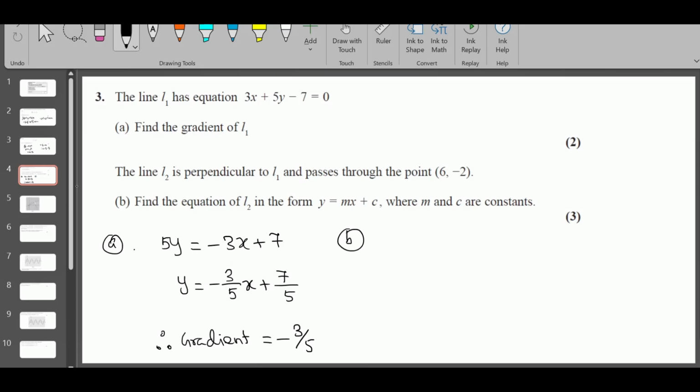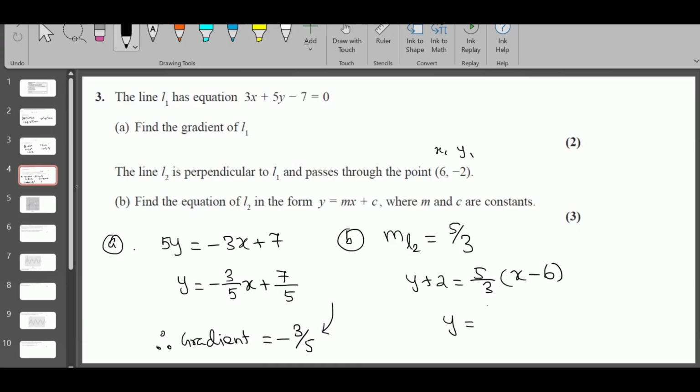Part B now. Line L2 is perpendicular to L1. So, the slope of L2 will be the negative reciprocal of the slope of this. And it passes through this point. Take the point as x1, y1. So, y minus y1 is equal to slope times x minus x1. Or you can use y equals mx plus c also.